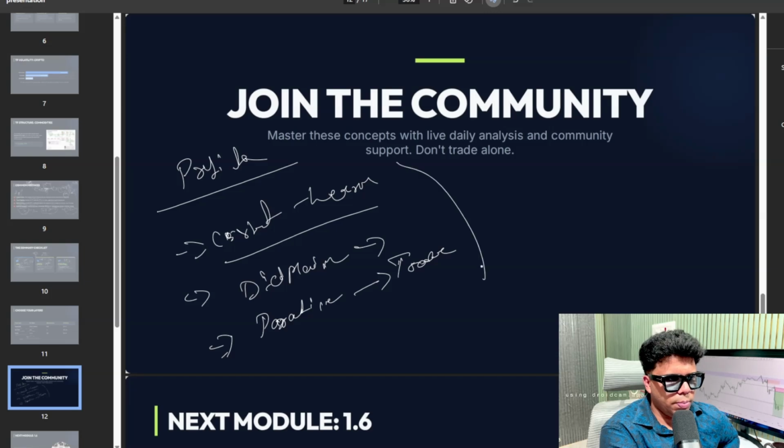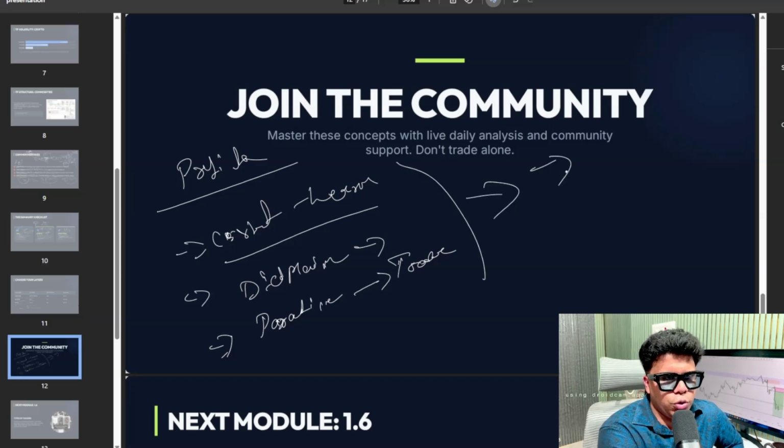If you want to be part of our community, you need to trade alone. I'm going to create a separate community for each and every one, if you want to become a real trader, if you want to connect with real traders outside, and think about growth in the future.